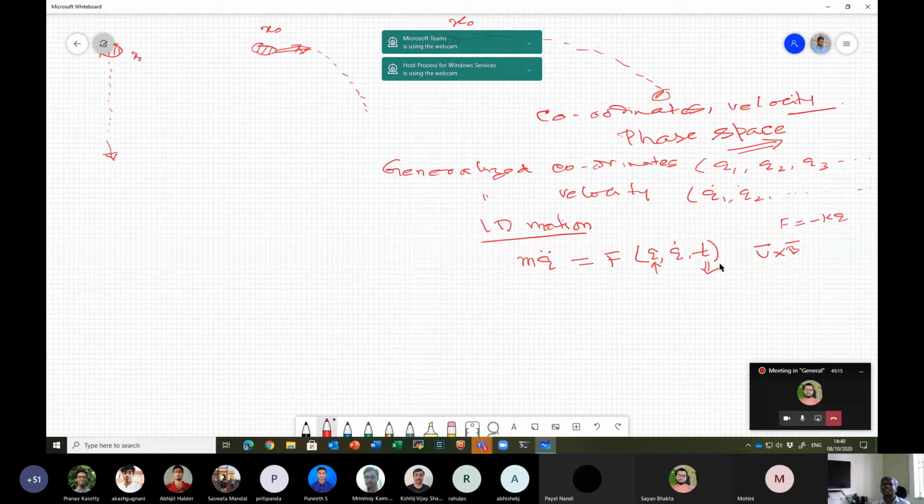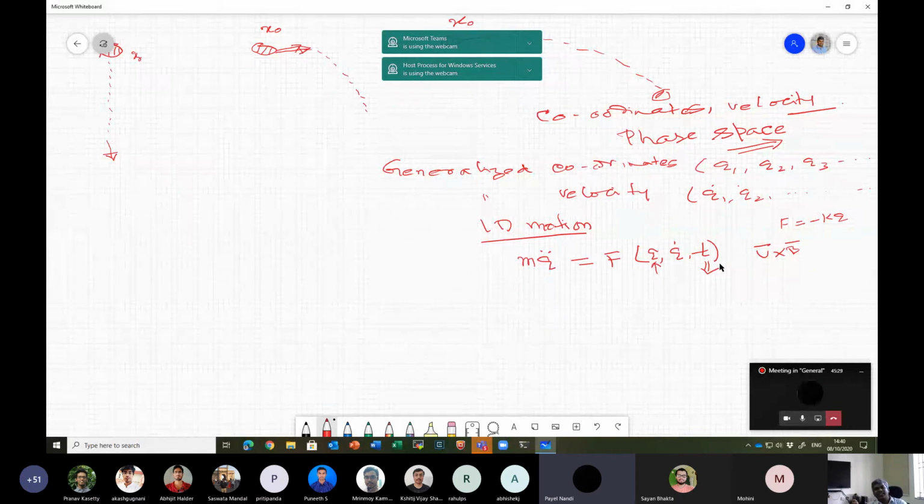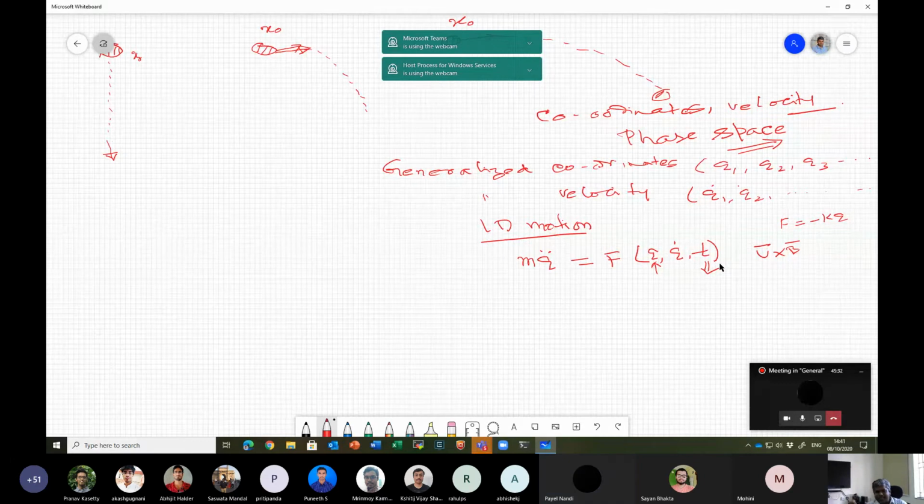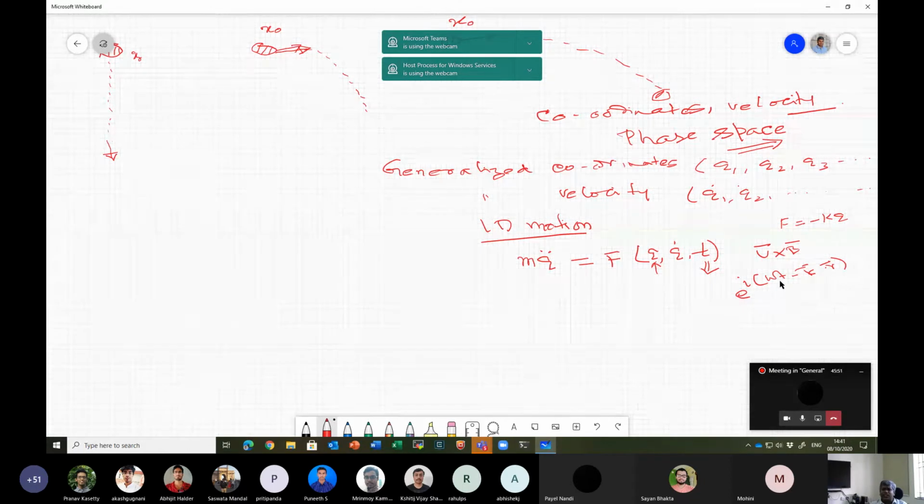Can you give some example of a force which explicitly depends on time? You all know this force very well. Particle is in an electromagnetic field. Great. So what you are saying is correct. It is any force which has an explicit dependence like sine or e to the power i omega t, minus some spatial dependence also. So what you have found here is an explicit function of time.